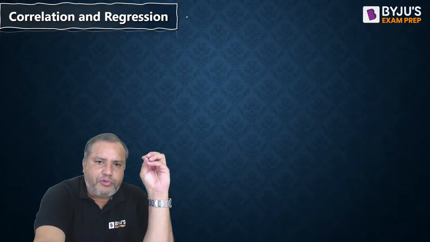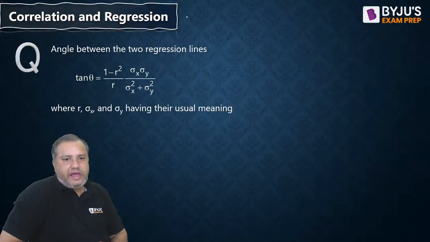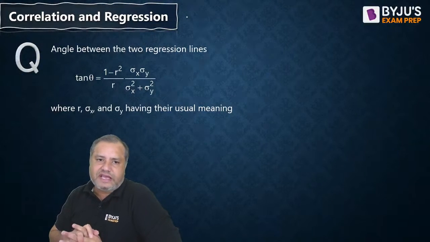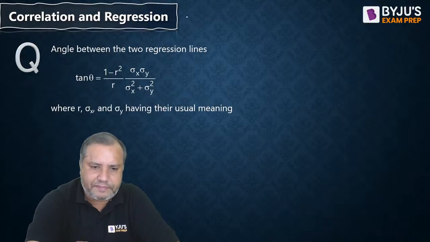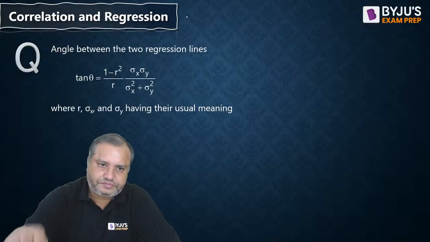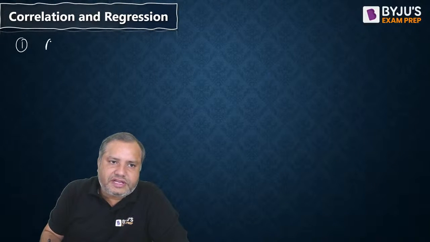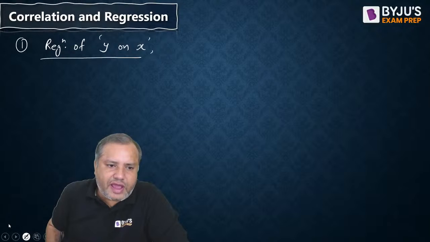Now the most important concept, angle between two regression lines. I will derive this concept for you so that you will get the complete idea. Now see here. First one, regression line of y on x.